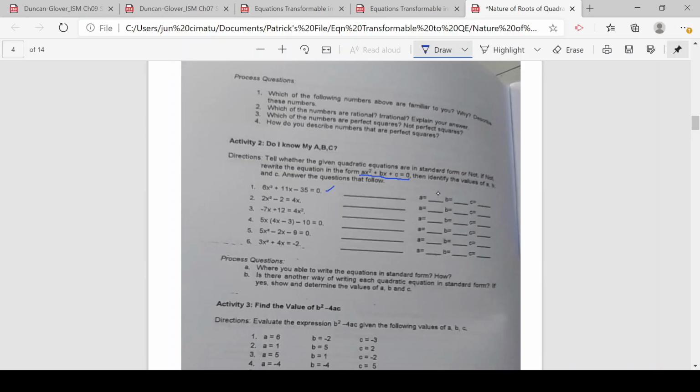Lagay mo rito yung A. Ano yung A? 6. Ano yung B? 11. Ano yung C? Negative 35. Ito, nasa standard ba to? Wala to sa standard, ano? O ayusin. Ano ayusin? Ilagay mo lahat sa kaliwa. So, anong mangyayari dito? Ilipat mo to doon. 2x square minus 2.